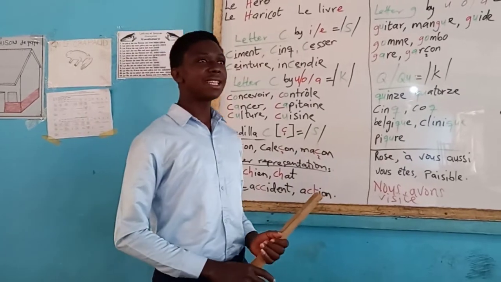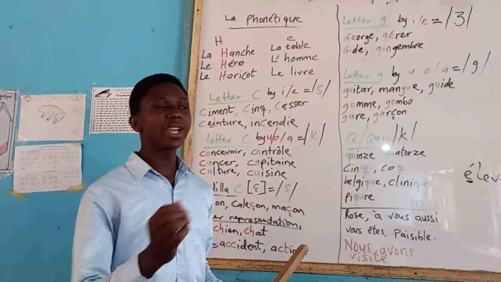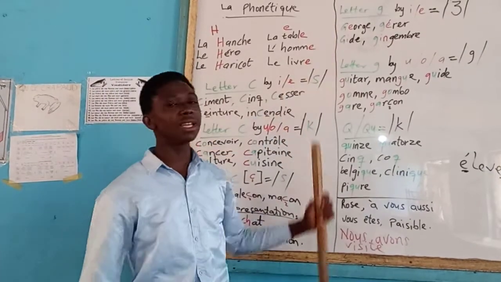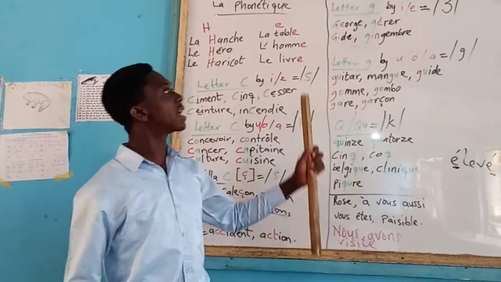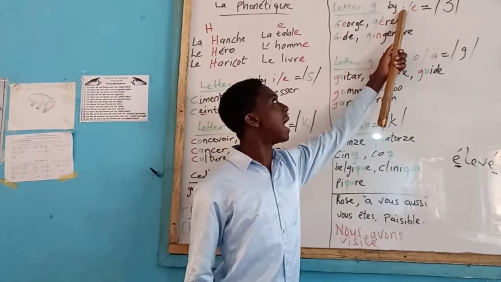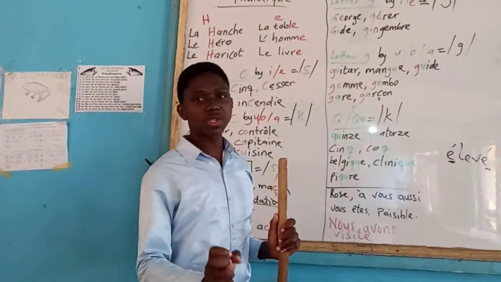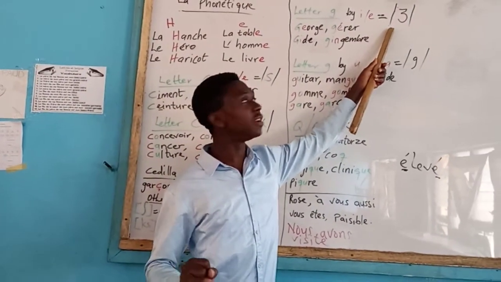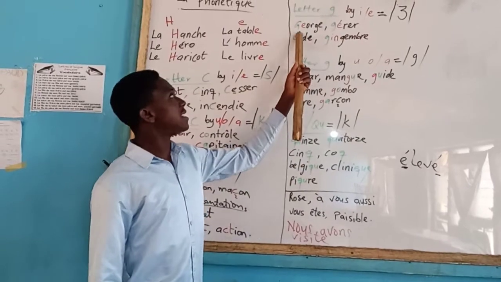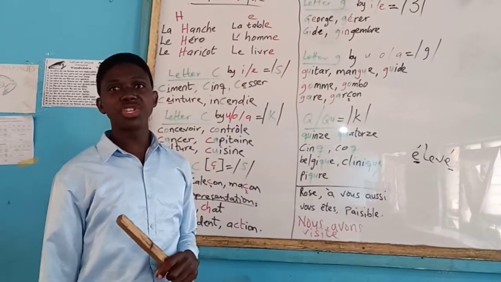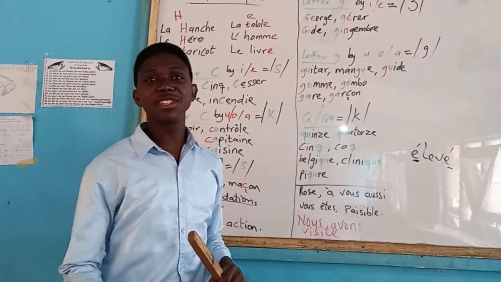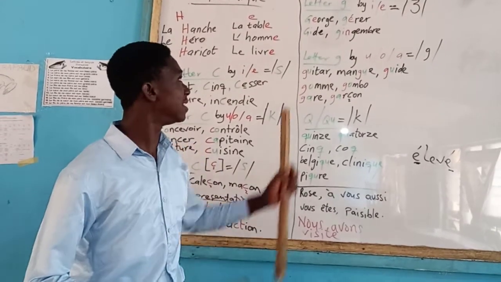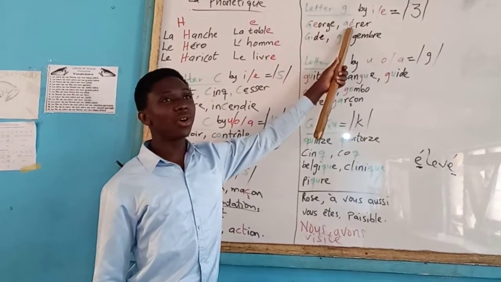Now, there are other letters in the same alphabet that when they come in contact with other letters, their pronunciation changes. An example is the letter G. When it comes into contact with the vowel I or the vowel E, its pronunciation becomes J. Now, in this word we have George. The Englishman will say George, but in French, it is George.